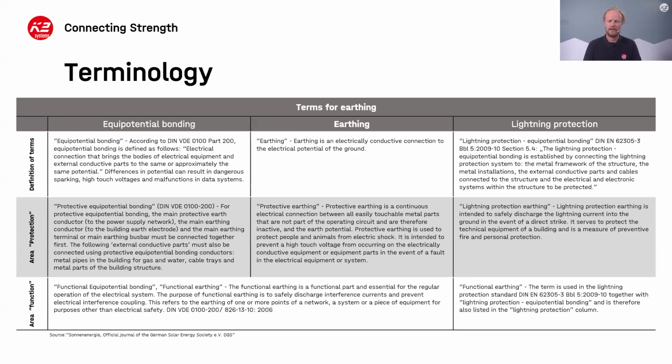We also then have two areas or reasons for why we would do this. One is protection, to stop shocks or arcs occurring and prevent any form of injury or damage to property. And the other is functionality, so potentially the system requires this earth or this equipotential bond to be able to work properly.